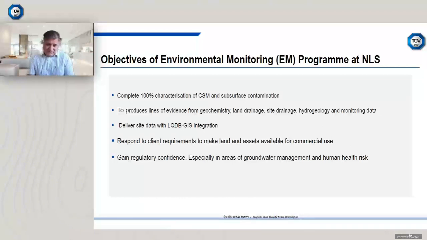Deliver the site and data connected with the land quality database and its GIS integration. Respond to the requirements of the client, regulatory as well as commercial, and to make land assets available for commercial use. And I suppose quite a vital one, to gain regulatory confidence, especially in areas of groundwater management and human health risk assessment.